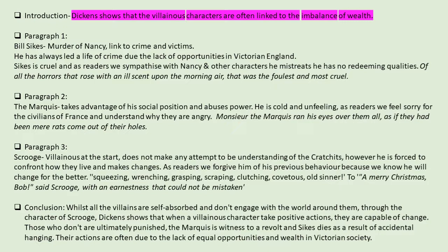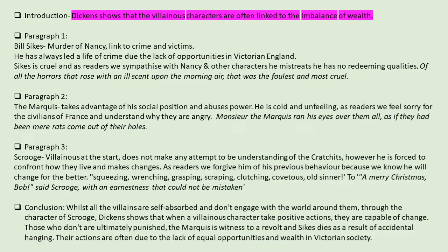Paragraph 2. The Marquis takes advantage of his social position and abuses power. He is cold and unfeeling. As readers, we feel sorry for the civilians of France and understand why they are angry. Monsieur the Marquis ran his eyes over all of them, as if they had been mere rats come out of their holes.